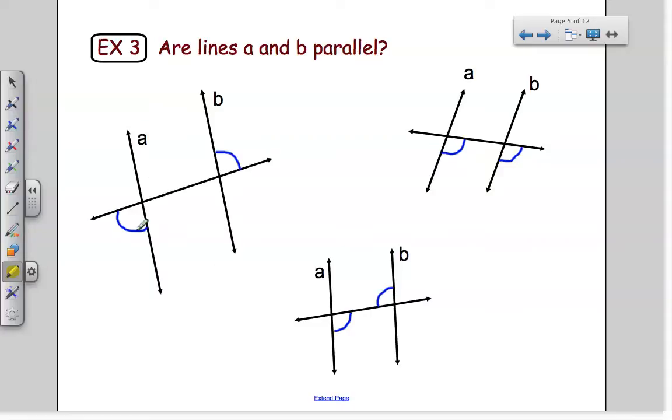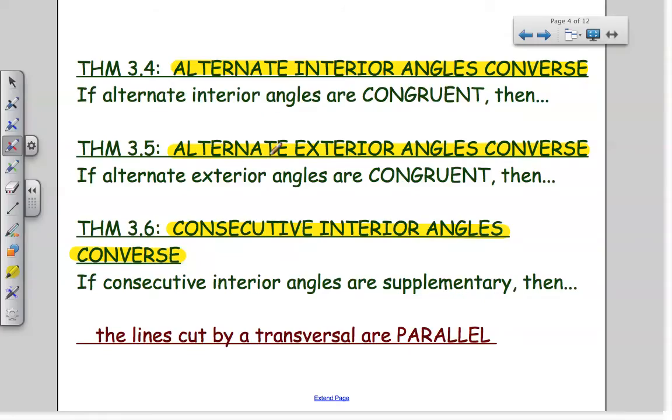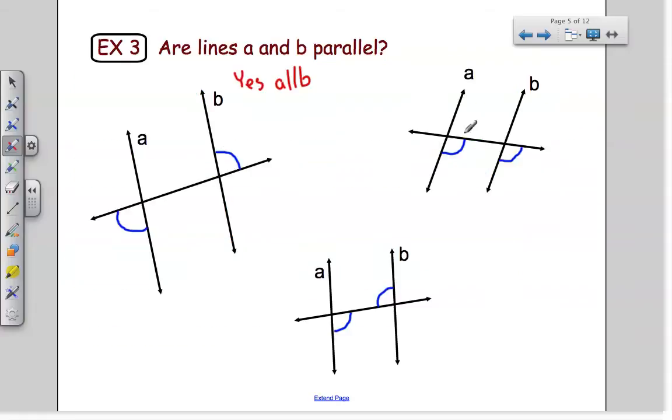All right, I see that there are two angles marked congruent. If these are a special angle pair, I can use one of the converses I just talked about. And I notice these are opposite outside angles. These are alternate exterior angles, and they're congruent. So yes, we do know that lines A and B are parallel. A is parallel to B, and that would be because those are alternate exterior angles. Converse would allow us to say that.